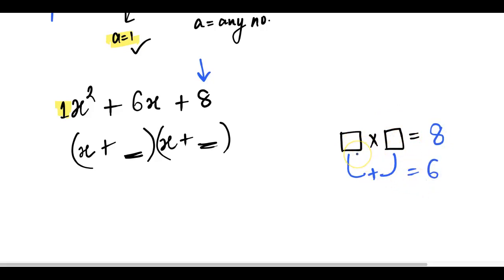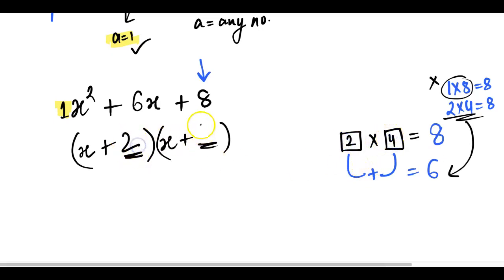Perfect. Think of two numbers that multiply to give us 8. 1 and 8 multiply to give us 8. 2 and 4 multiply to give us 8 as well. But you have to select the combination that gives you 6 when you add. Is 1 and 8 giving you 6 when you add? No, it will give you 9. But if you add 2 and 4, you're going to get 6, right? That means your numbers are 2 and 4. So x plus 2, x plus 4.